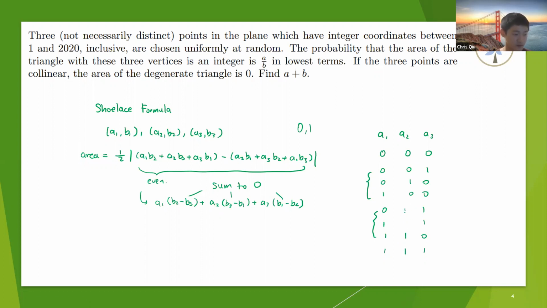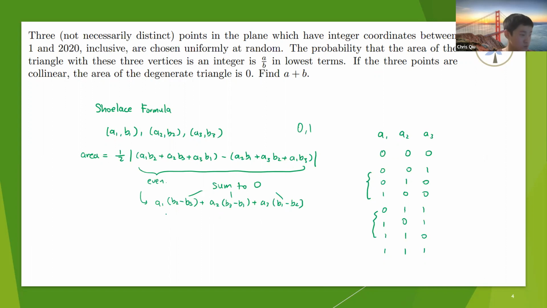Let me just format this a bit. And now let's go through each of these cases. In fact, there's only 4 unique cases, and the others are just copies of other cases. So let's go through the first case first. If a1, a2, and a3 are all 0, what is the probability that, if we pick b1, b2, and b3 to be anything from 0 or 1, the sum is even?